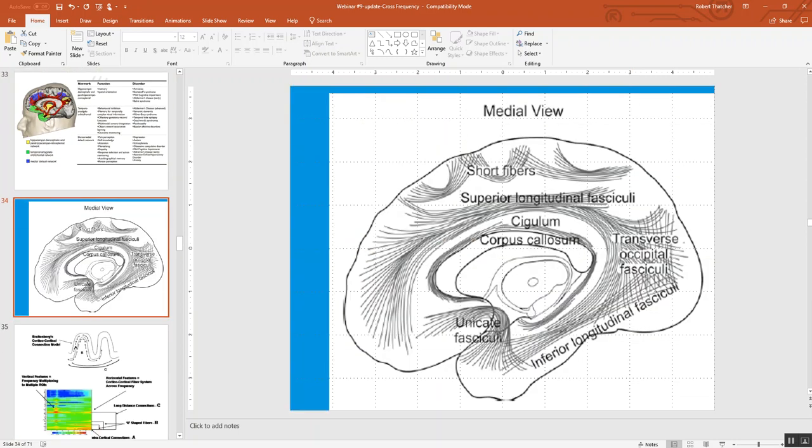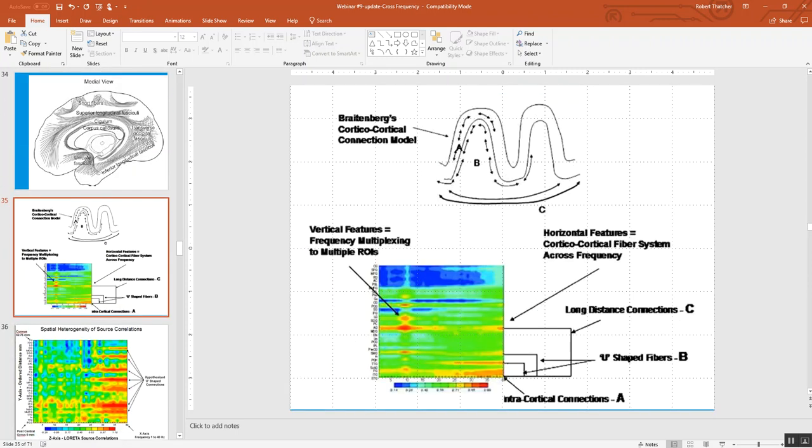There's just another view of the short and long distance types of connections. This is LORETA correlations, in which A is connections within the gray matter. You really can't see them. They're not myelinated axons. They're very short. B are the U-shaped fibers, and C are the fasciculi, the long distance.